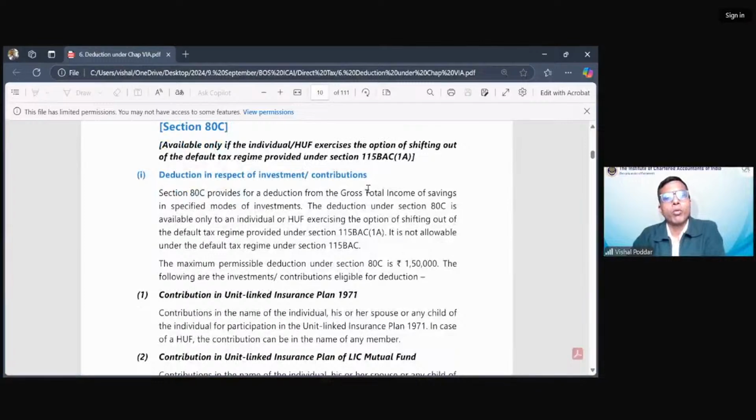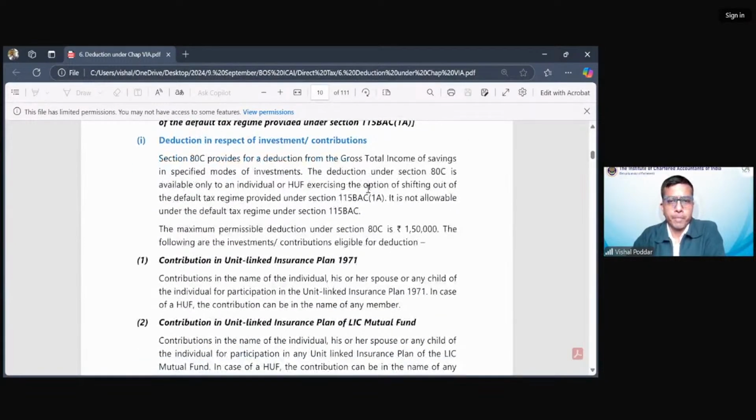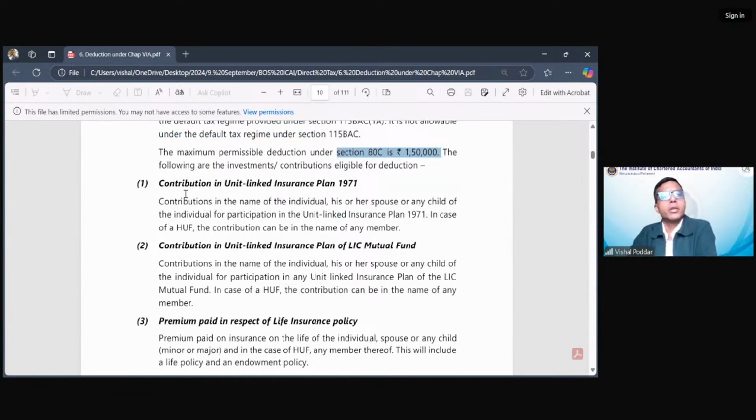Now, what is the limit given? The maximum limit that is applicable for 80C is 1,50,000. So the section 80C limit is 1,50,000. All these payments combined. So whatever payments we are going to read now in the list of 80C, all these sections combined, all these payments combined, the limit is 1,50,000.